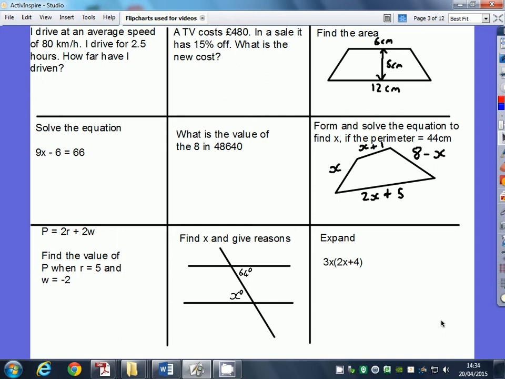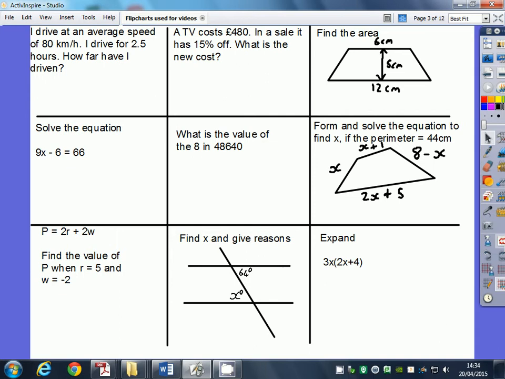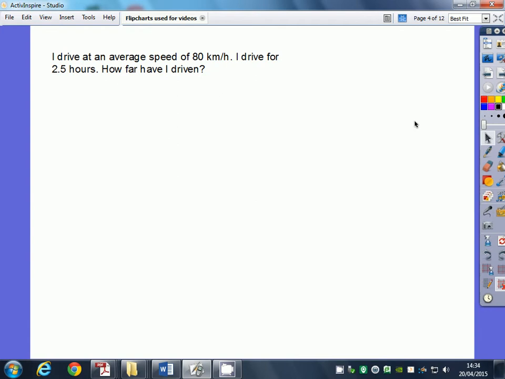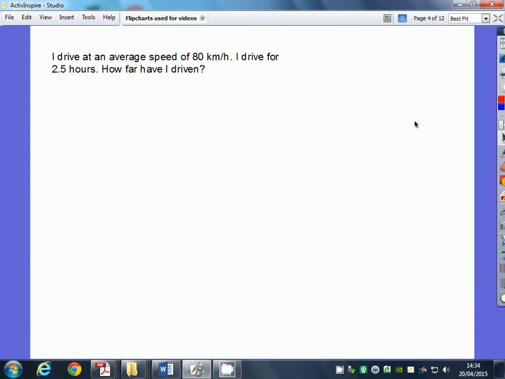Okay, so question number 1. I drive at an average speed of 80 kilometers per hour. I drive for 2.5 hours. How far have I driven? Well, the first thing we need to think about is our speed, distance and time triangle.